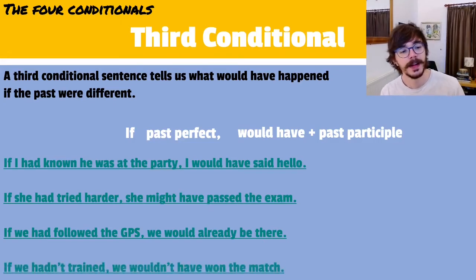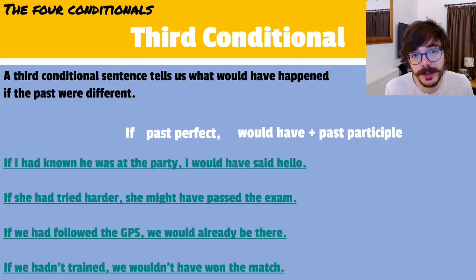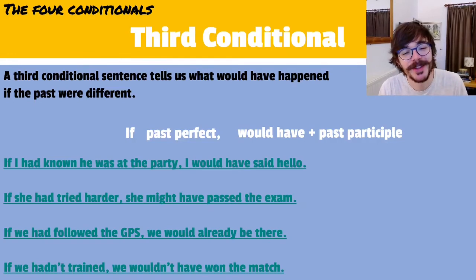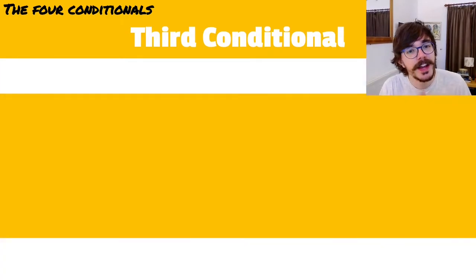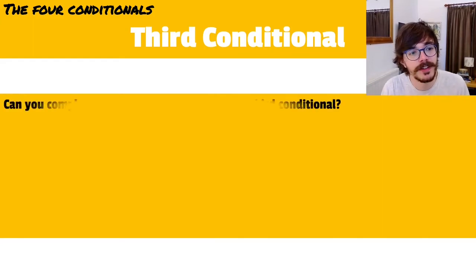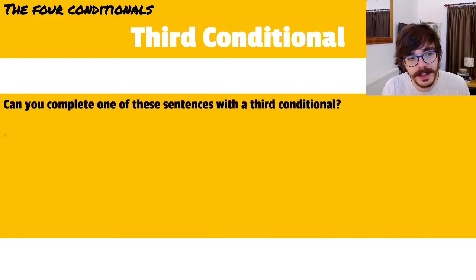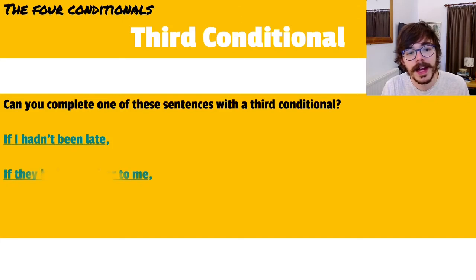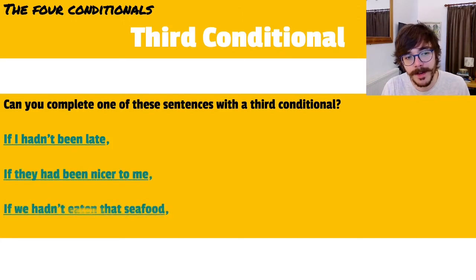Okay, and one more. If we hadn't trained, we wouldn't have won the match. So if we hadn't done that, we wouldn't have won it. We did train and we won it, which is good. But if we hadn't, we wouldn't have. So that's the third conditional. So here are some sentences. So try to finish one of these sentences and write it down in the comments below for me.